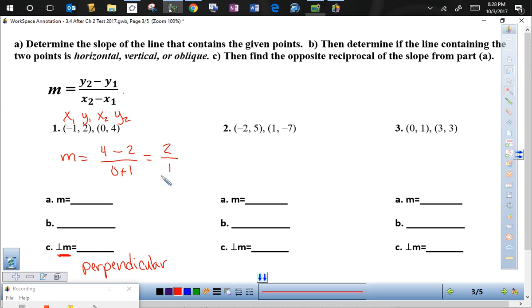Once you have this, you want to ask yourself if it can be reduced. Is there anything in common with the top and the bottom number? In this case, there's not. So 2 over 1 is our slope. Based off of that, is this horizontal, vertical, or oblique? Remember, horizontal lines have a slope of 0. Vertical lines have a slope that's undefined.